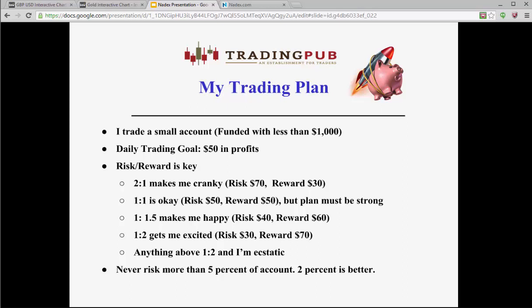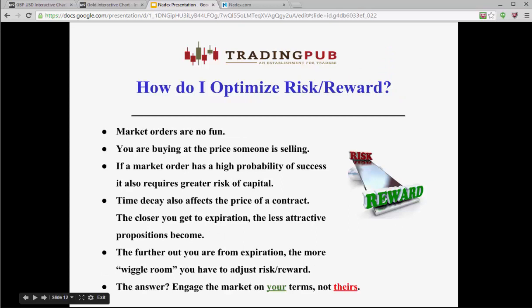The market has to be charging like a locomotive, either north or south, for me to entertain that type of proposition. If it's 1-to-1 where I'm risking 50 to make 50, I'm okay with that, but the plan has got to be a really strong plan with better than 70% probability. If it's 1-to-1.5 where I'm risking 40 to make 60, I'm pretty happy with that. And if it's 1-to-2 or better, I'm very excited. Finally, my rules: I never risk more than 5% of my account on any transaction. 2% is better. So it's a simple plan.